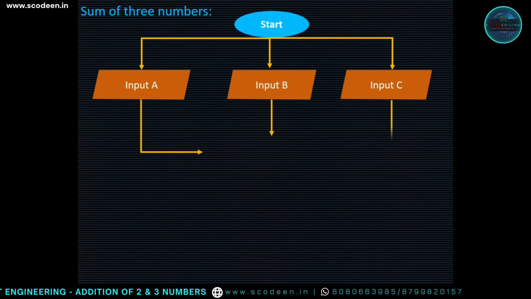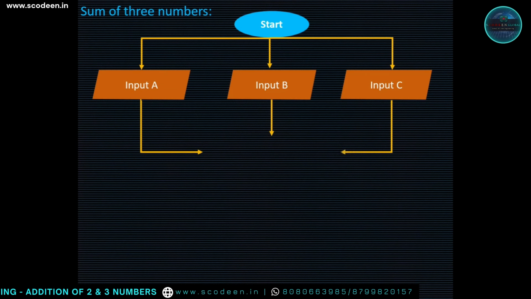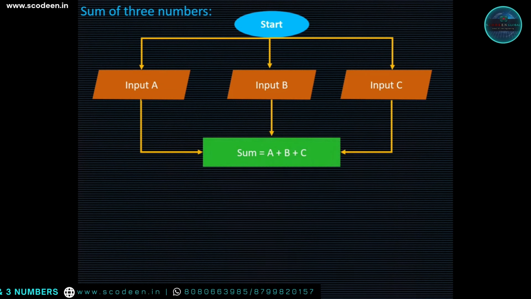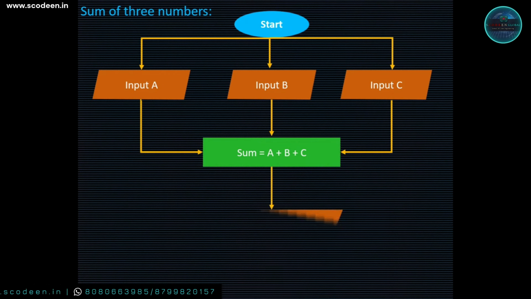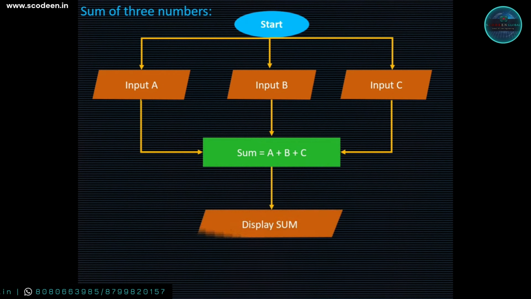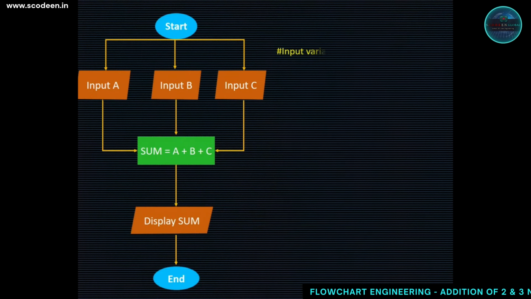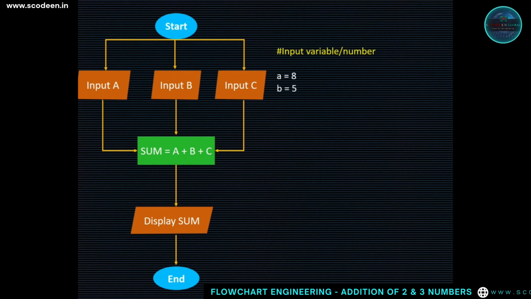So the logic will be sum is equal to A plus B plus C, and the output we are going to show as display sum. Rest of the things will be same. This is the way we can represent.